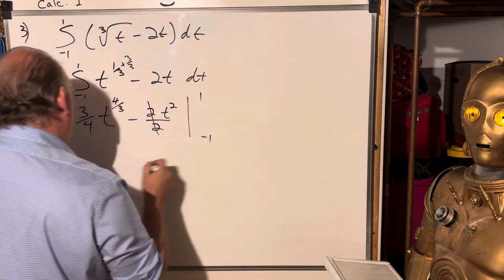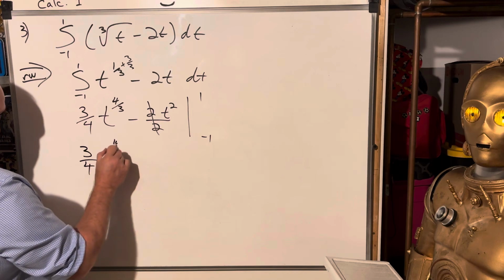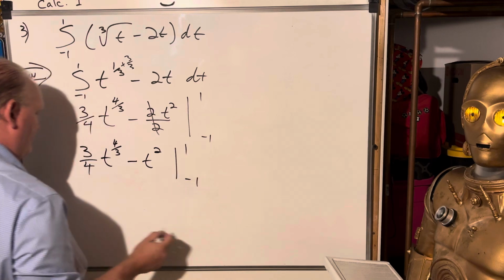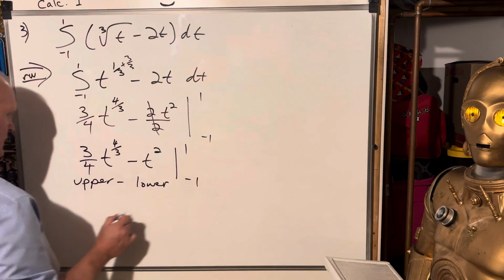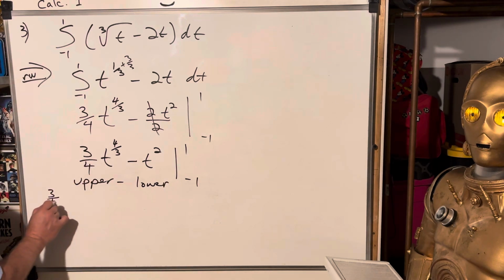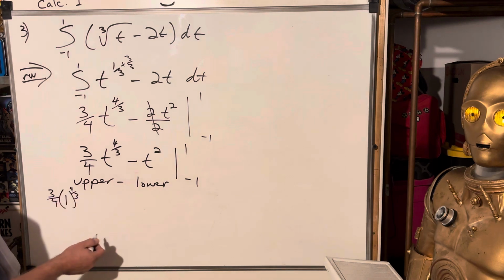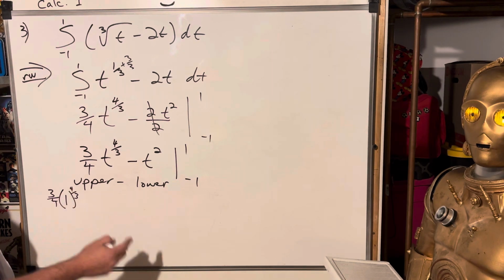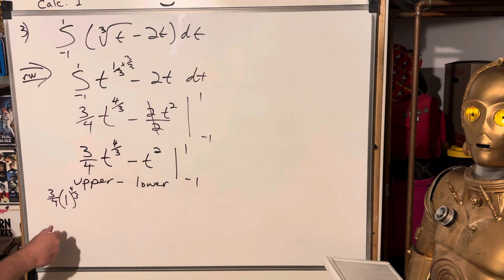And that's from -1 to 1, and so we have 3/4 times t to the 4/3 minus t squared from -1 to 1, and we do upper minus lower. So we do 3/4 times 1 to the 4/3. So think about that. That's 1 to the 3rd, to the 4th power. So 1 times 1 times 1 times 1 is 1. And then the cube root of 1, which is just 1. So that just shakes out to be 1. 3/4 times 1.